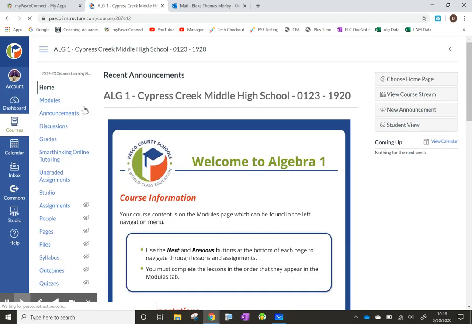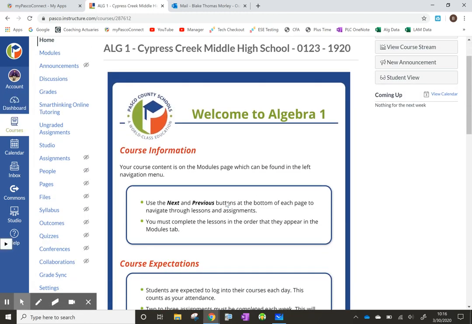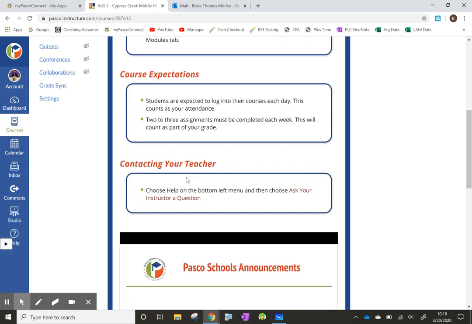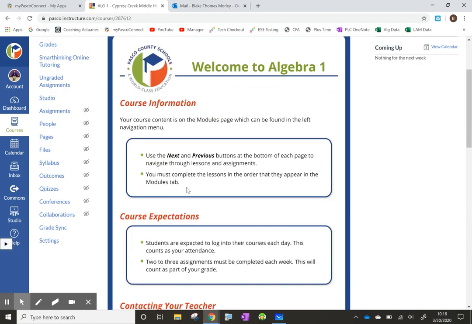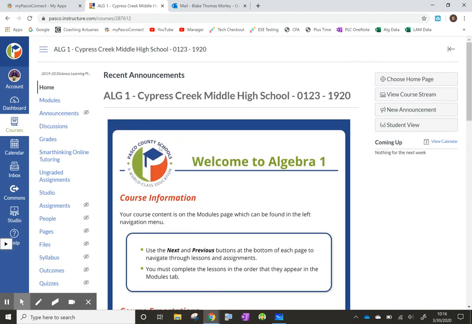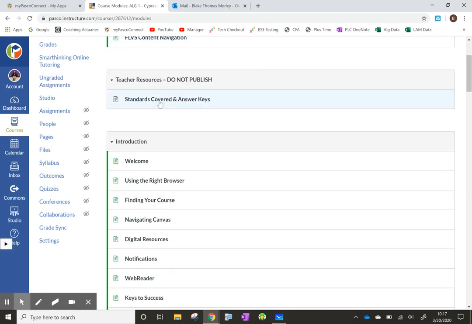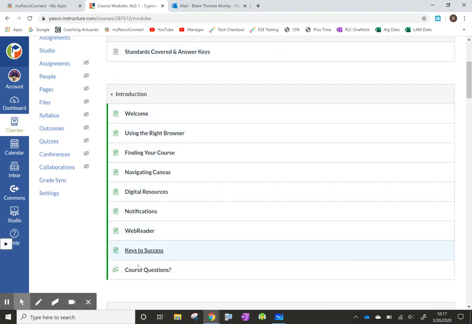for Algebra 1. And you've got a whole welcome to Algebra 1, talks you kind of through how Canvas works. A lot of you know a lot of this stuff already, but it might be worth checking out just to kind of refresh yourself on this information. But what you're going to do for all the modules is we'll click here on modules on the left. And we have a bunch of stuff. Now, again, we have the welcome module. We have a lot of introduction stuff to kind of teach you about Canvas.